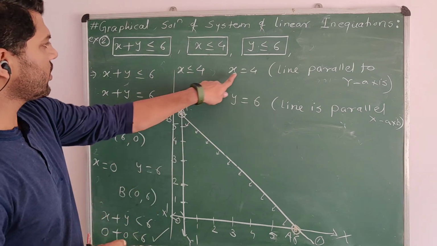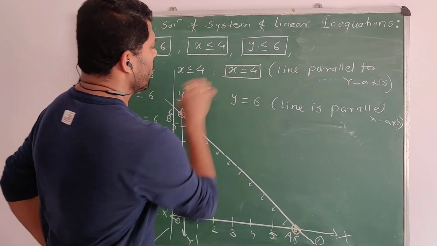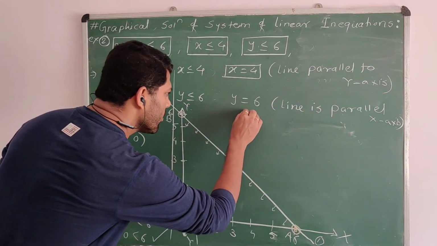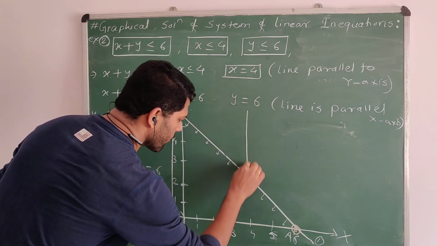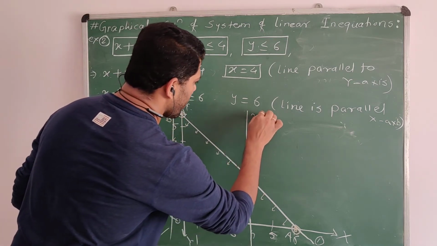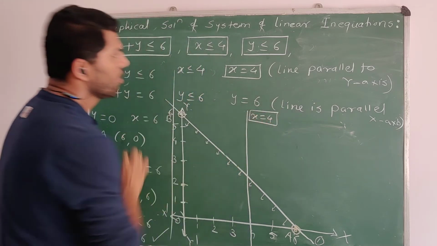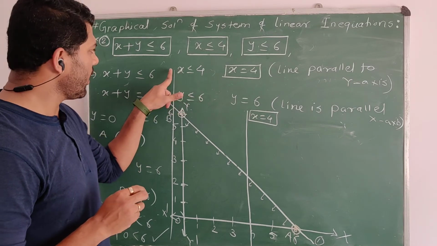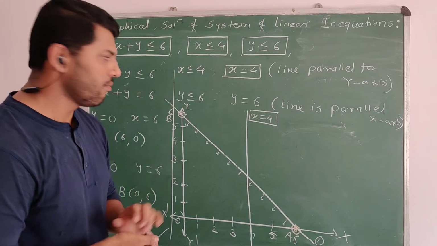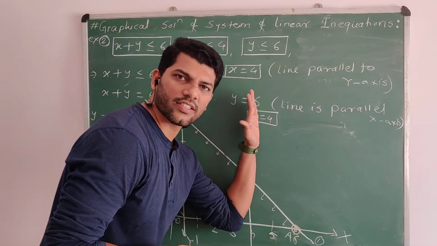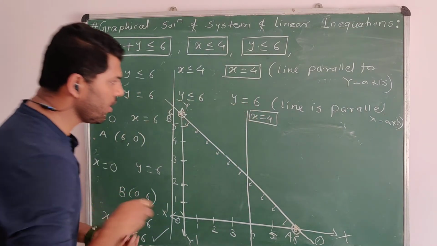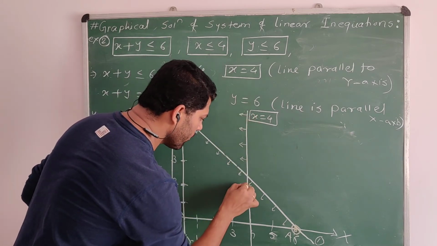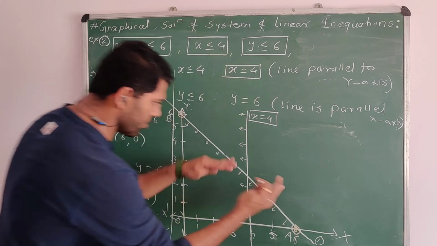Now let's plot the line x equal to 4. How to draw this line? This line is parallel to the y-axis. Let's draw this line parallel to the y-axis. So this is the line x equal to 4. A single variable line is the most simple one. Just understand this inequality: x is less than 4 means all the values of x are less than 4, which means the solution lies on the left side of this line. Don't shade, once again just indicate the direction.